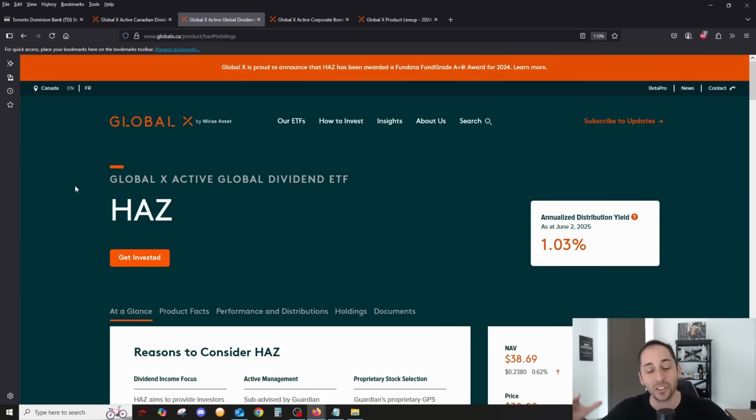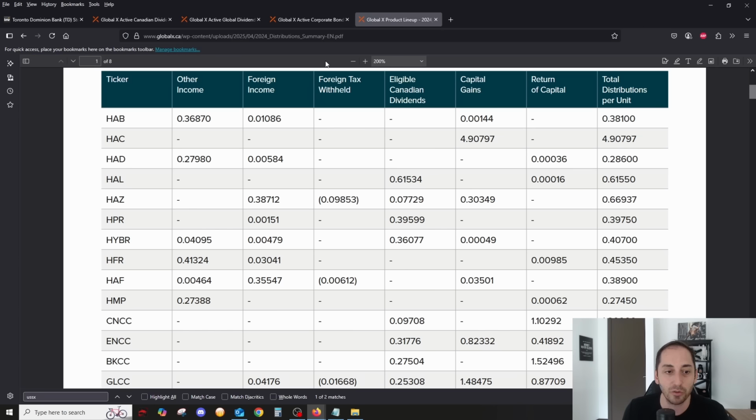Let's go through another example of the Global X Active Global Dividend ETF. So this is going to hold some US dividend stocks, some worldwide dividend stocks, and some Canadian dividend stocks. So obviously, as you probably already guessed, it's going to have many more sources of income than just Canadian eligible dividends. So if you look at HAS, which is right here, you actually see that out of 66.9 cents, there's about 38.7 cents that's considered foreign income.